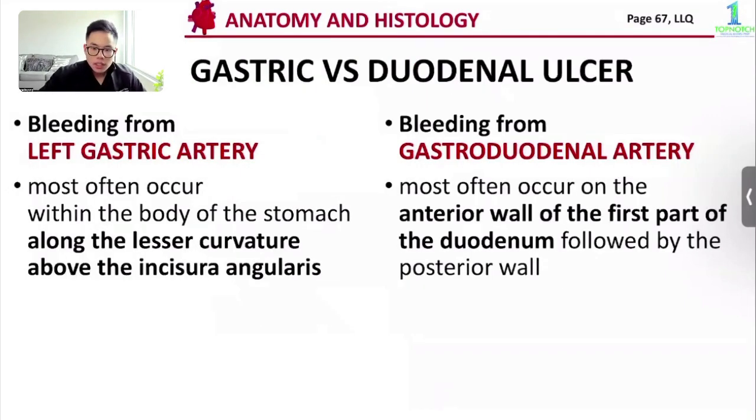Now, you have here your gastric versus duodenal ulcer. Basically, from an anatomic standpoint, gastric ulcer is oftentimes caused by left gastric artery bleeding, as opposed to a duodenal ulcer, which involves the gastroduodenal artery. Now, how would you distinguish this in a clinical setting?